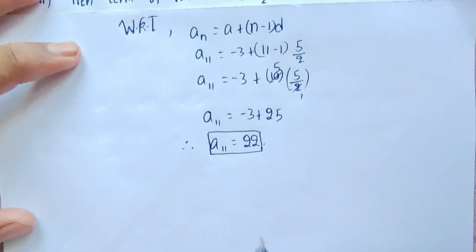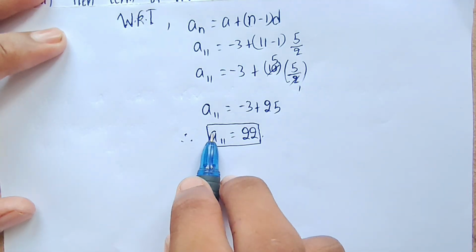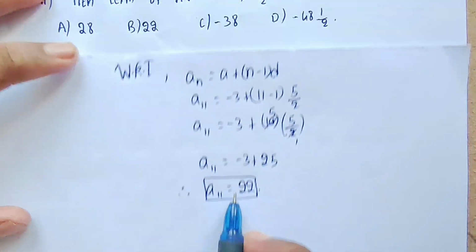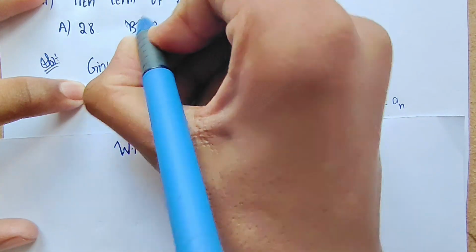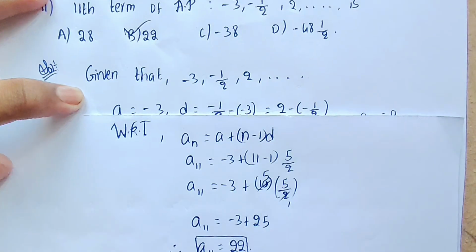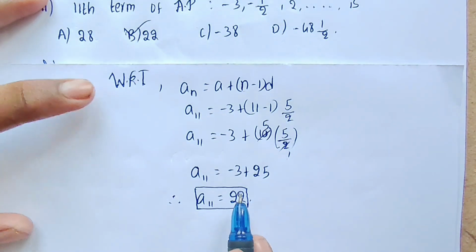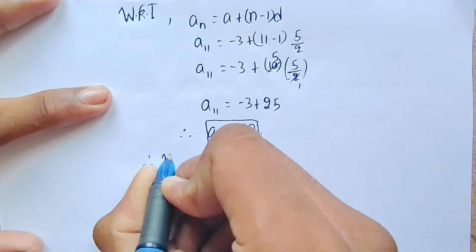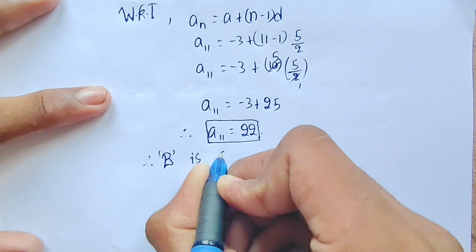Which option is correct for the question, he asked the 11th term? We got 22. Option B is correct. The 11th term of the AP is 22, that we got A11 equals 22. So therefore option B is correct.